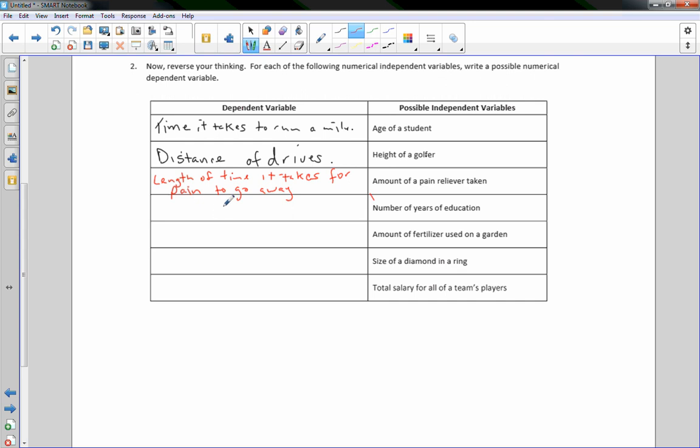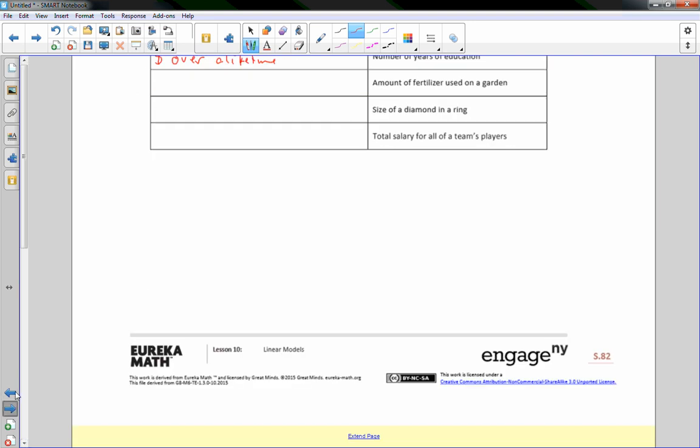Okay, as the number of years of education increases, money made over a lifetime could be affected by the number of years of education. Okay, so I'm just going to do those four and then we'll stop there.